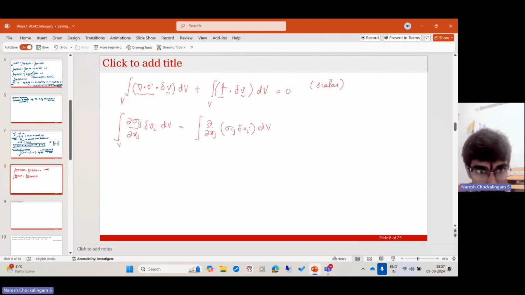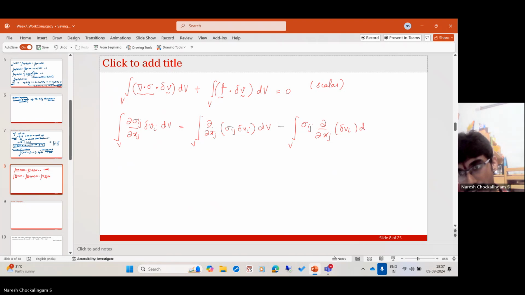This is this term where the derivative is applied to the first one of the two factors, plus another term in which the derivative will be applied to δvi. So that term goes to the other side. So you get a minus, everything integrated over the volume, σij ∂δvi/∂xj dV.